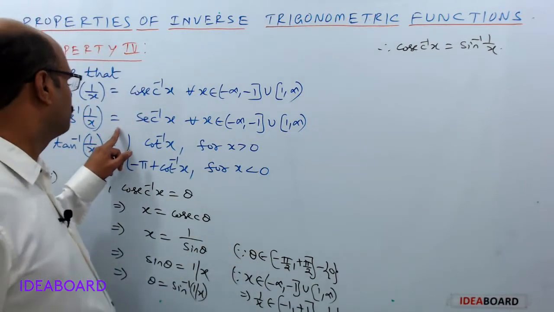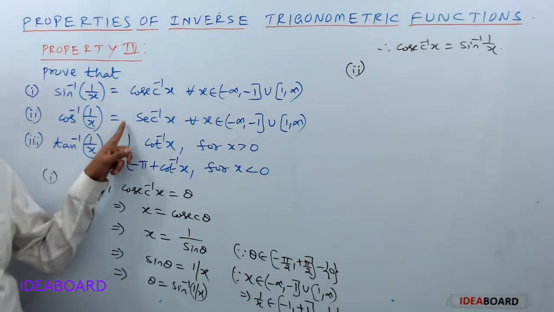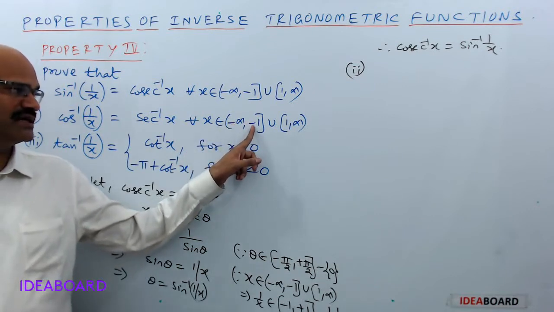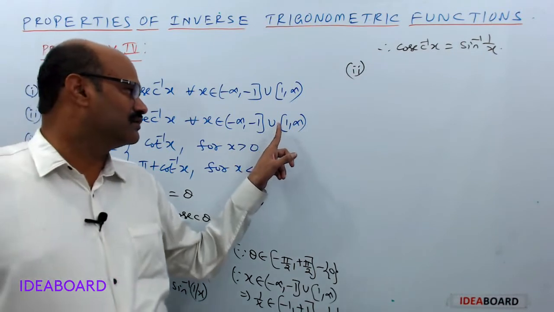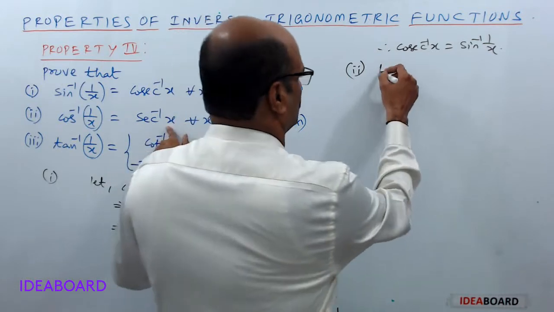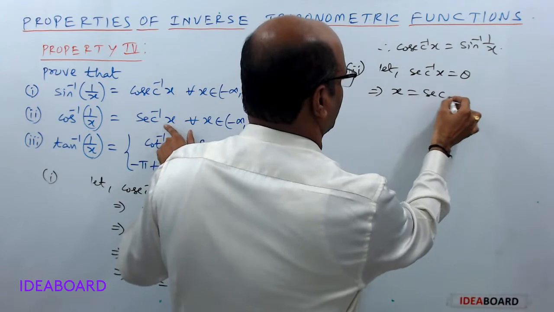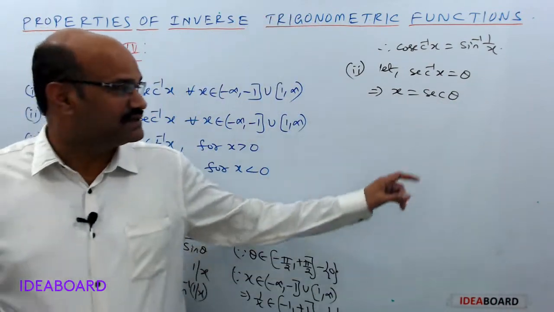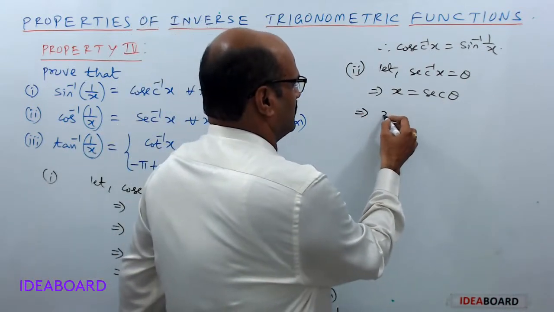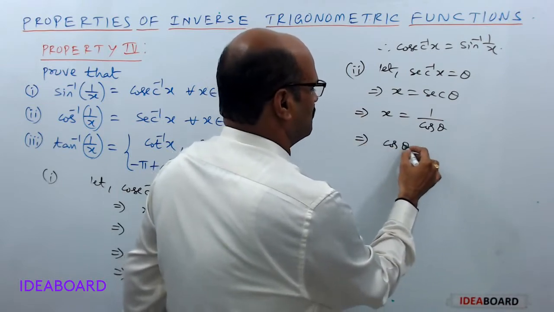Now, second one, prove that cos inverse of 1 by x equals secant inverse x for all x belongs to open minus infinity to closed interval minus 1 union closed interval 1 to open infinity. Let secant inverse of x equal theta. It implies x equals secant theta. We know that secant theta equals 1 by cos theta. So x equals 1 by cos theta. It implies cos theta equals 1 by x.